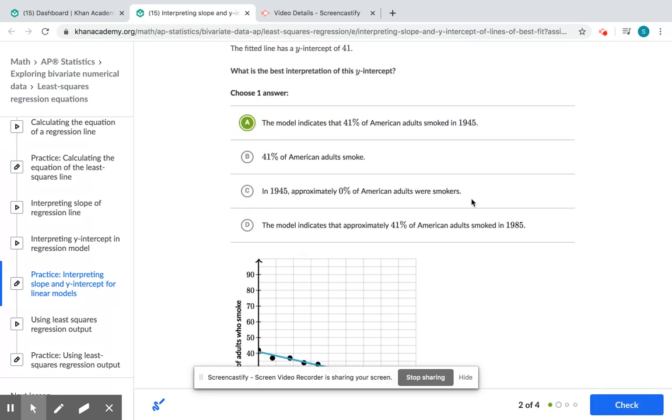So choice A, right? Anytime they're talking y-intercept, they're talking the beginning, the initial. So this will be your choice here.